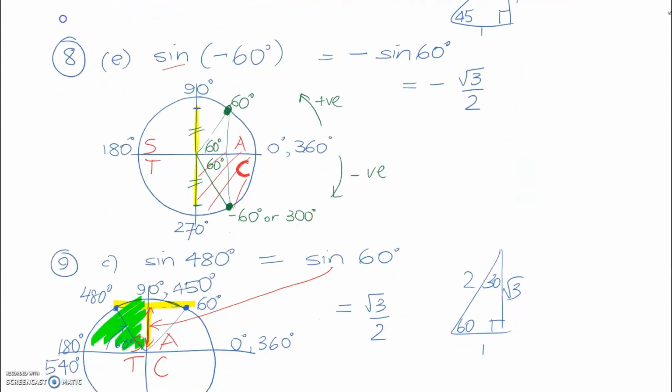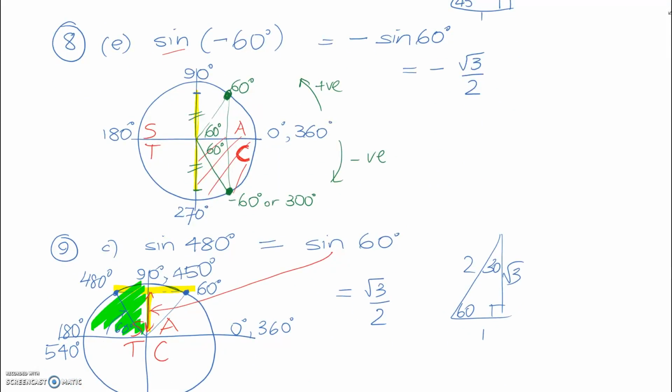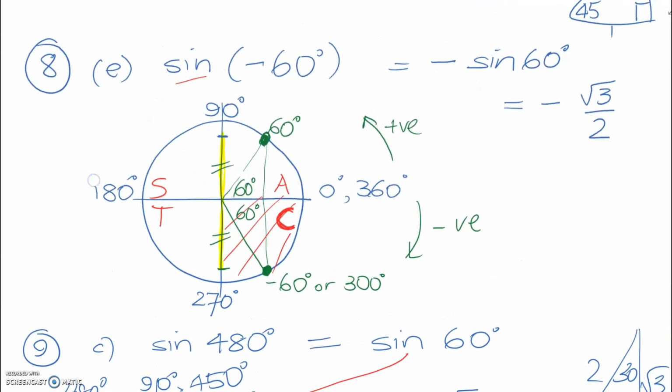Let's look at 8e. We're looking at sine minus 60. So sine minus 60, I have to first of all draw my circle, put my axes in, and put my major degrees, 0, 90, 180, 270, 360. Locate where minus 60 is. Now we know that positive angles go counterclockwise or anti-clockwise. Negative ones go clockwise. So I'm going to come in a negative direction from naught back to minus 60. That's actually the exact same position as if I had gone forward 300. So that minus 60 is sitting there in the fourth quadrant.